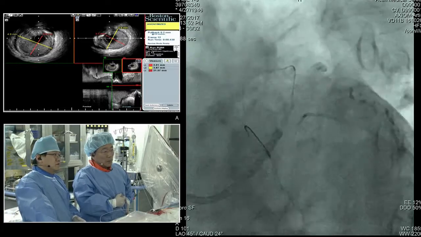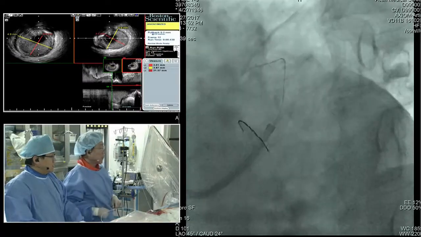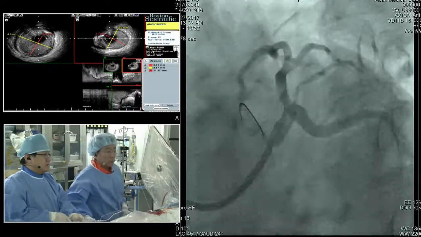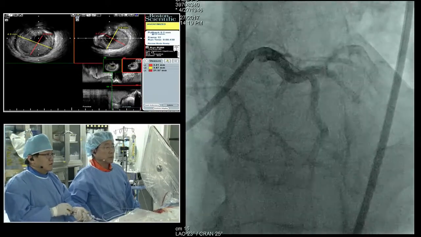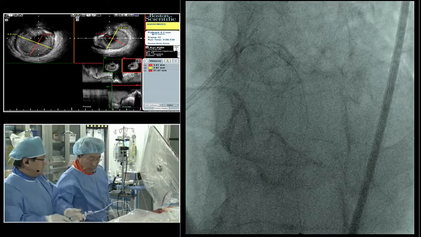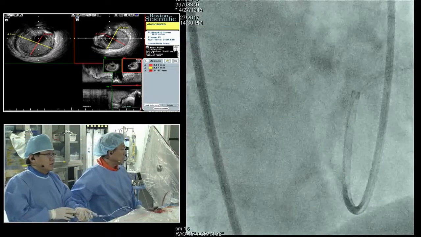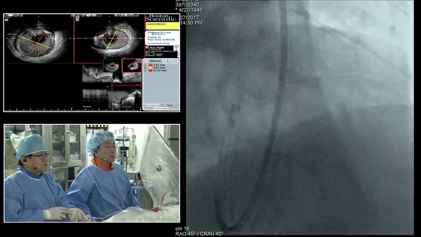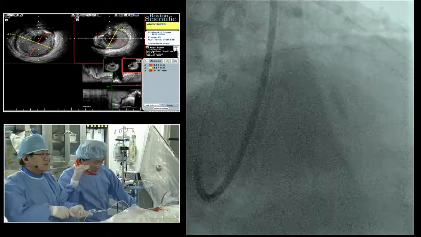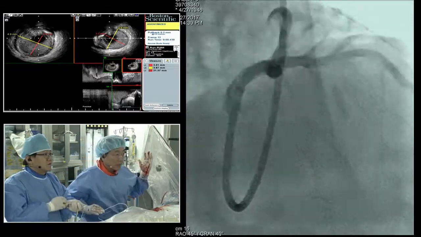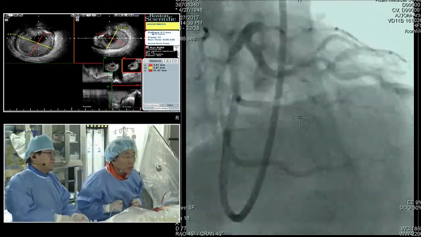So, would you like to change the projection right now? This view, yes. We have already picked up the test, please. It's very difficult to separate with the radial diagonal here. Test, please. What do you think? Better? Yes. Sometimes a very high cranial and aerial view separates from the proximal LAD.